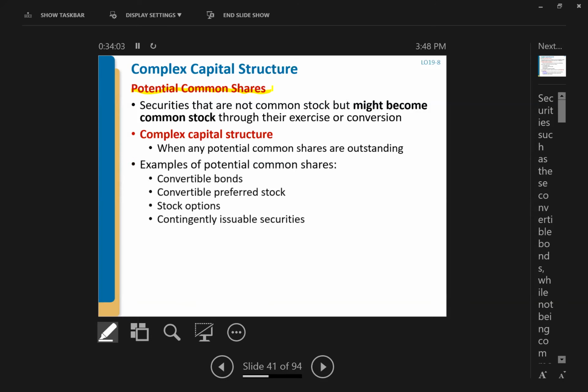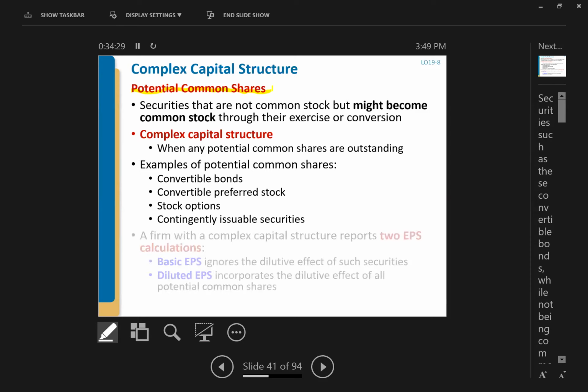Examples could be convertible bonds, because if you remember, bonds that could convert into common stock. Convertible preferred stock, again, converting into common stock. Stock options that we talked about earlier, and contingently issuable securities, which is what we talked about earlier. So if the market gets to this level, and so on.